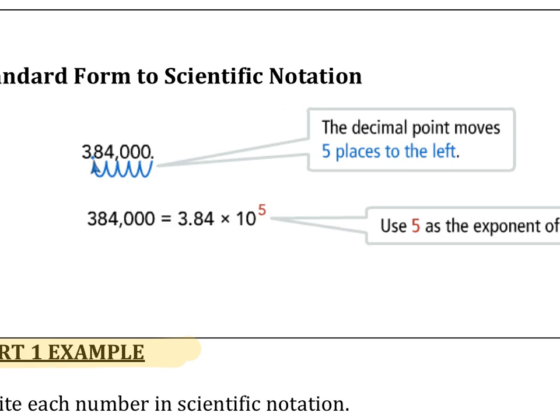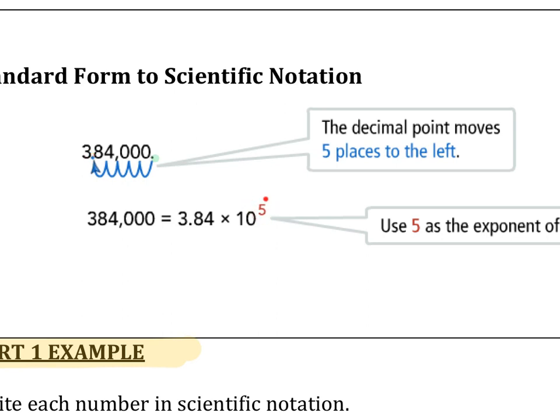Notice how the decimal point for 384,000 is currently after the last zero right there. Look how many spaces I have to move my decimal point in order to get my first number between 1 and 10, which is the rule for scientific notation. So you may suspect you're going to have to stop right there between the 3 and the 8 to make that number between 1 and 10. So look how many spots you have to move it. 1, 2, 3, 4, 5 spots you have to move it, which is where the 5 comes from right there.